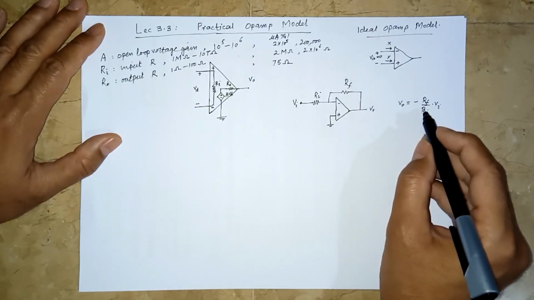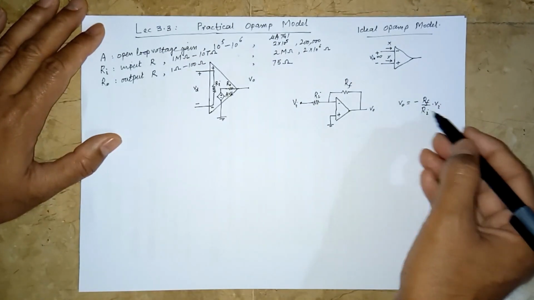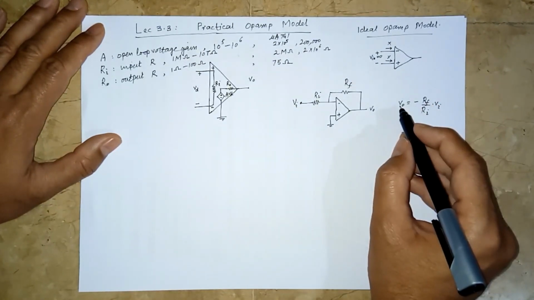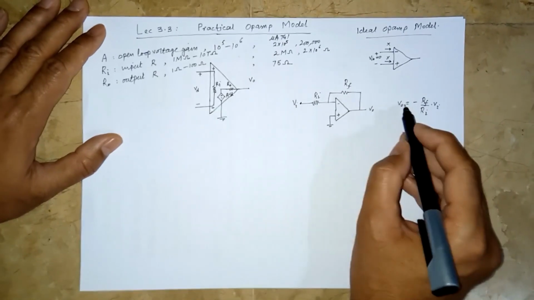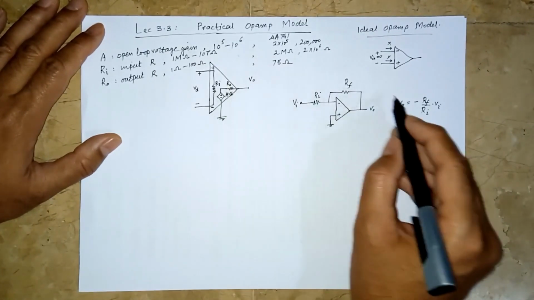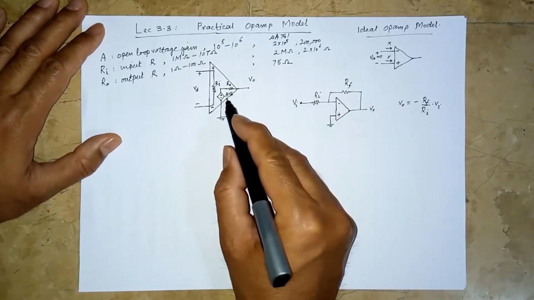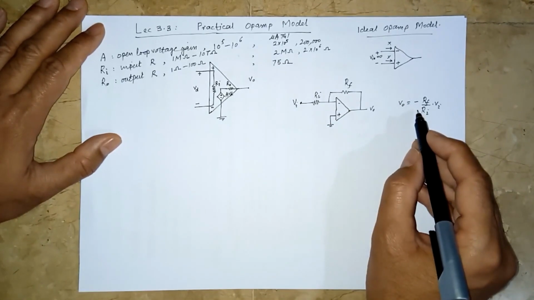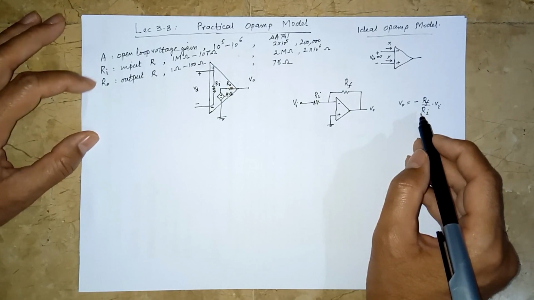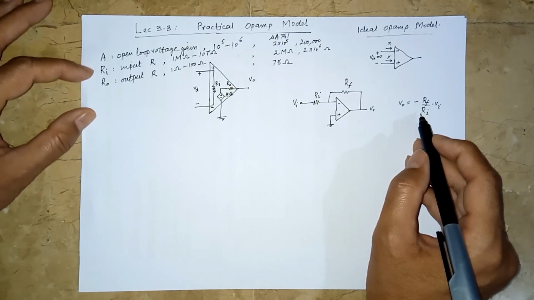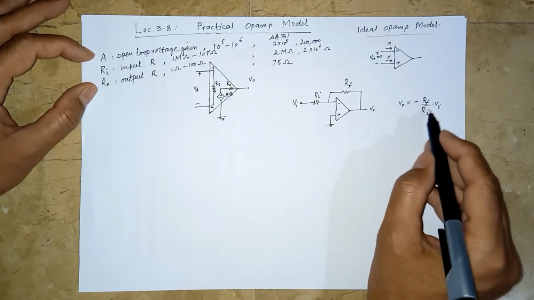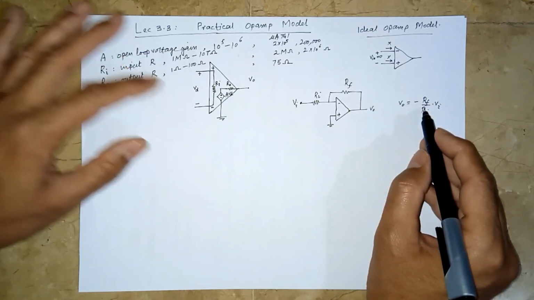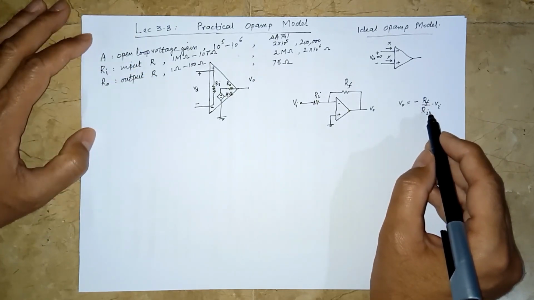Now, where is this Ri in here? We see that the output voltage does not depend on Ri. Output voltage does not depend on RO. The output voltage does not depend on A. So where are those mysterious values? If VO does not depend on those, what is the use of having them at all?